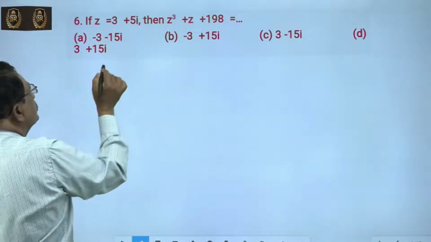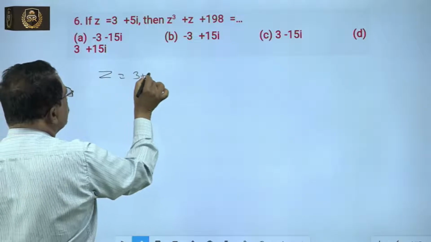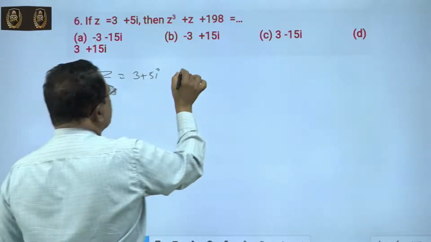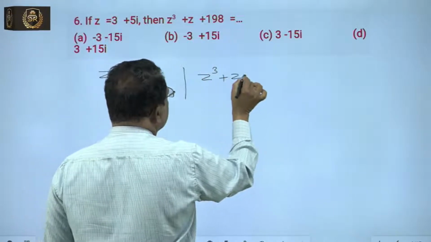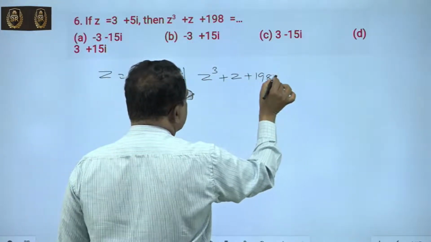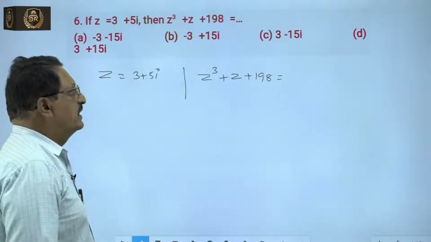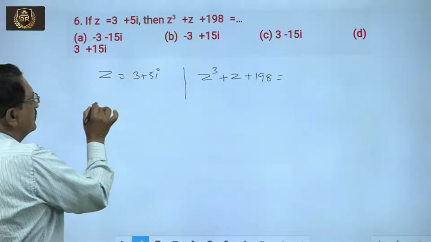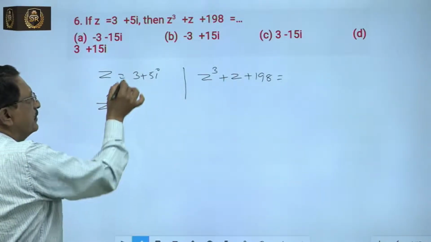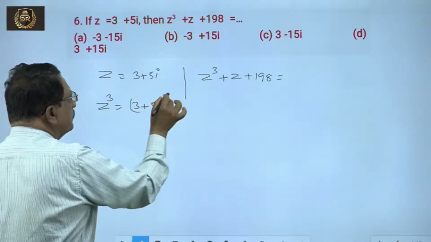Next, given z equals 3 plus 5i, we require the value of z cube plus z plus 198. Now z cube equals, cubing on both sides, (3 plus 5i) whole cube.